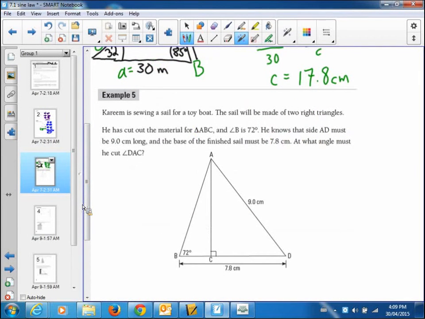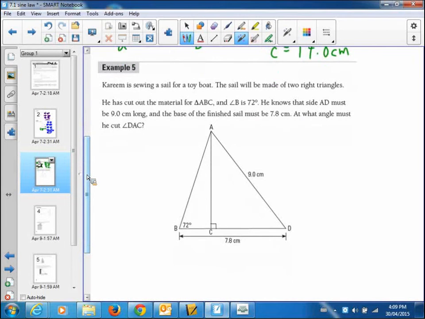The last one's a biggie. Kareem is sewing a sail for a toy boat. The sail will be made of two right triangles. He's cut out the material for ABC. ABC is this triangle. And angle B is 72 degrees there, okay? He knows that side AD must be 9 meters long. So he's got this side 9 meters long. And the base, from here to here, is 7.8 meters. At what angle must he cut DAC? This angle right there.